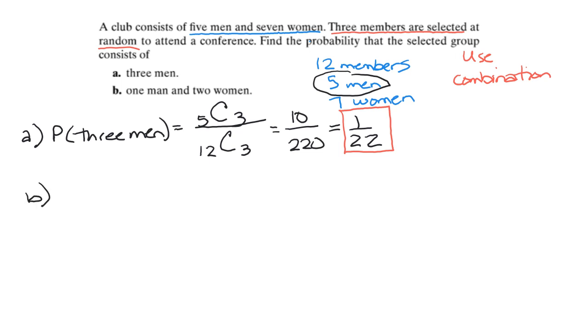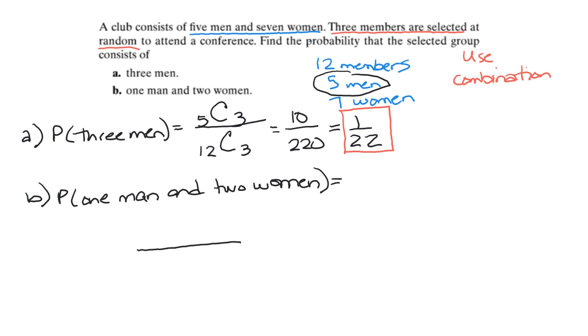Let's look at part B. Part B is the probability of 1 man and 2 women. Once again, that probability is going to be a fraction. Let me move right here so we can fit that in. Let's look at the selection of 1 man. Once again, we're choosing 1 man out of the available 5 men to choose from. So 5 combination 1.